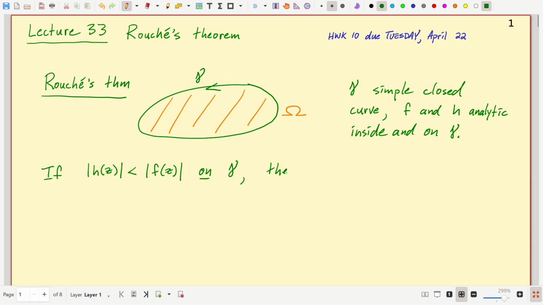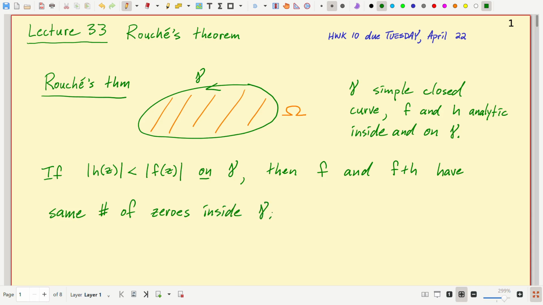Then f, the one you usually know how many zeros it has, and f plus h have the same number of zeros inside gamma, counted with multiplicities. Which I should say, as always, counted with multiplicities.